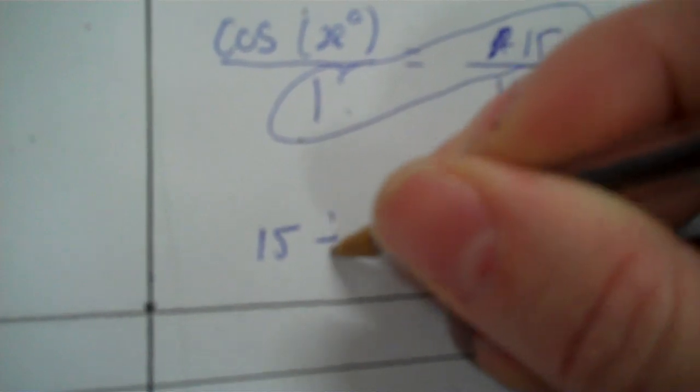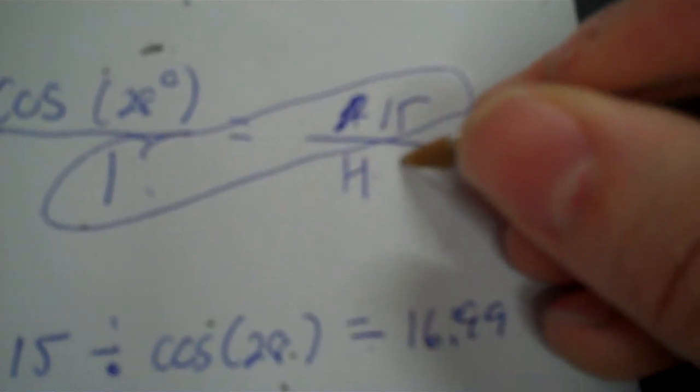A we have is 15. So we replace our A with 15, and now I cross multiply and divide. So here's my H. So I find the other cross product opposite the H. 1 times 15 is 15. And then we divide 15 by the cosine 28. So 15 divided by cos 28, I get 16.99. And that is your H.